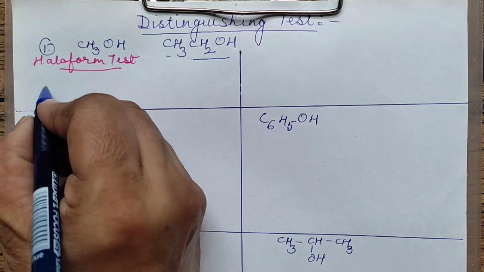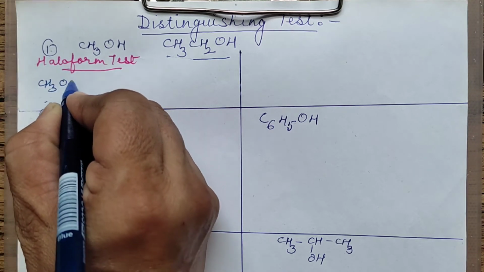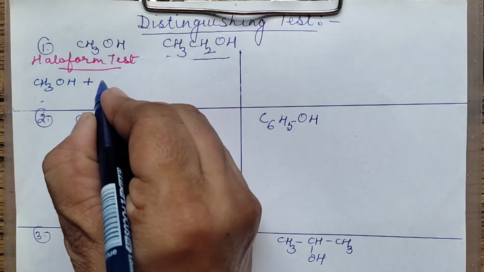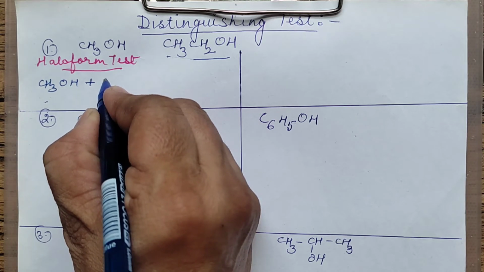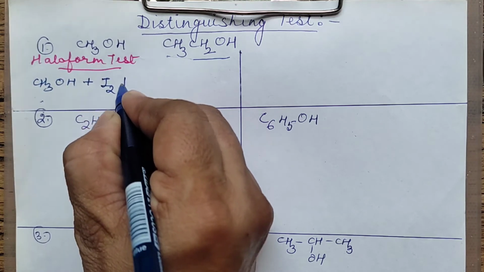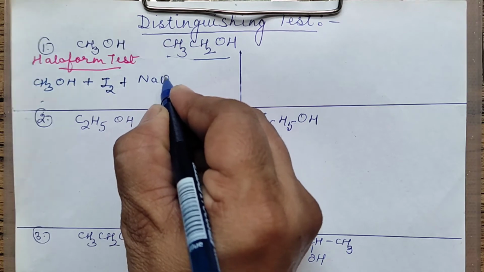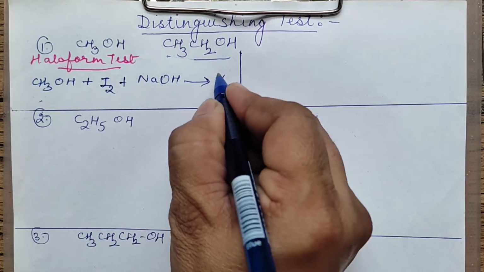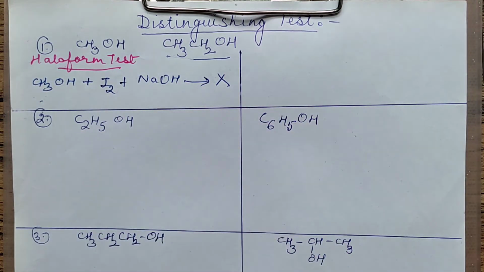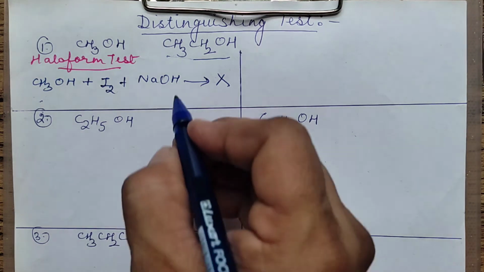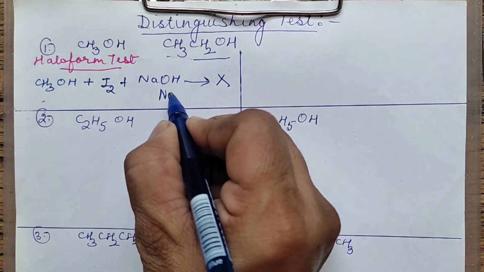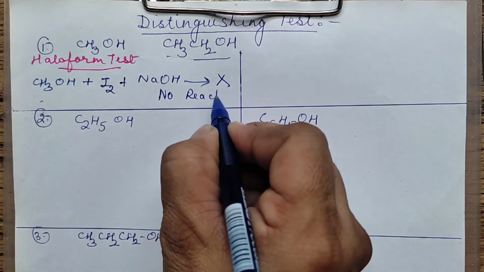For methyl alcohol you will write methanol, and what are the reagents required for it? We know it is I2 and NaOH. You will write here no reaction. Methanol will not give this as a positive test, so you will write there is no reaction in methyl alcohol.